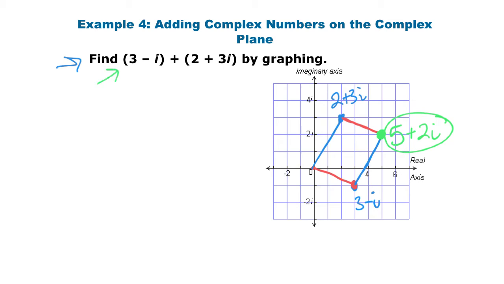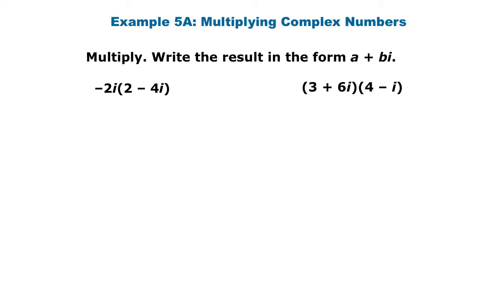Now if you did look back up here and combine like terms, you'd have 3 and 2, which would be 5, and -i and 3i, which would be your 2i. So it is the same thing. Now we're going to multiply.